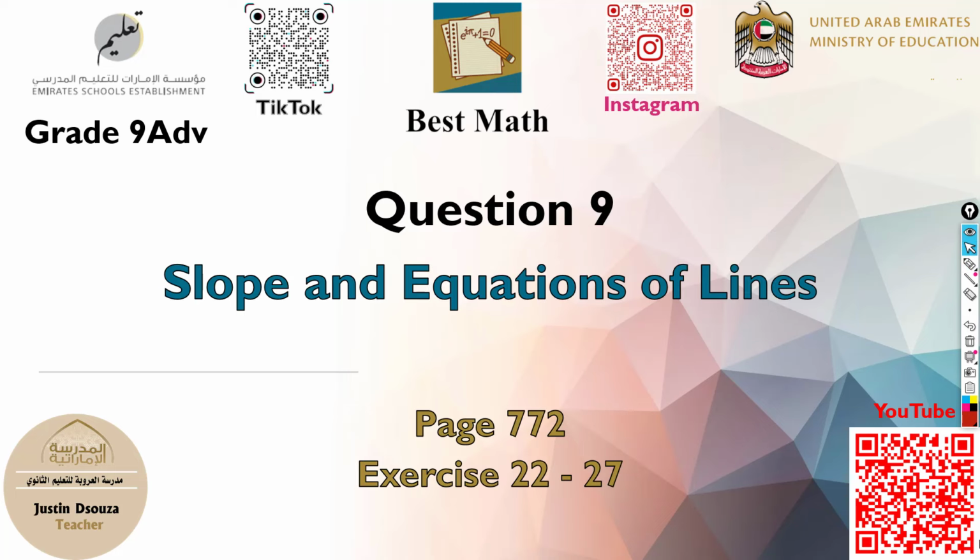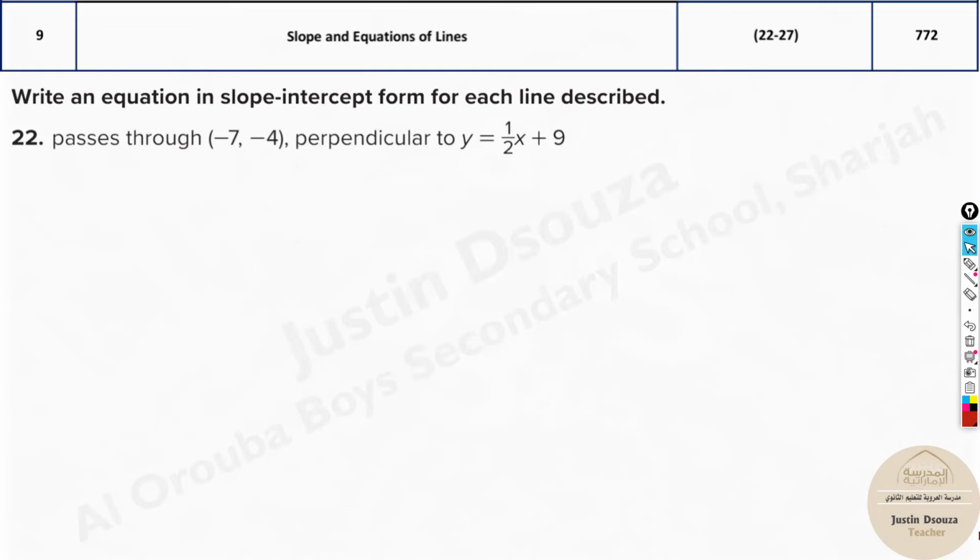Question 9 is about slope and equations of lines. Here you have been given a point which a line passes through, that is perpendicular, and the equation of a perpendicular line is given. But we need to find the equation for this line whose only point is given. How would we do it? Since they have told us it's perpendicular, we can find something about the slope, isn't it? Then once we have slope and point, we can find the equation.